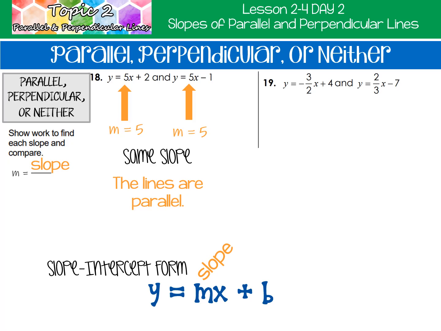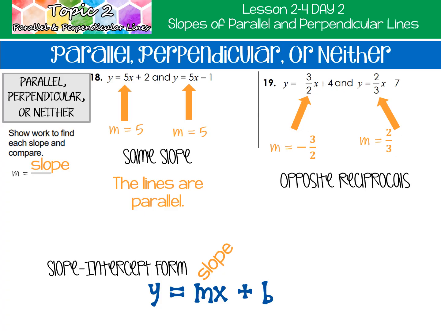Number 19. Ooh, they're in slope-intercept form too. -3/2 is the slope of that first line, and +2/3 is the slope of the second. They're the opposite signs and they're flipped, so those two lines are perpendicular.